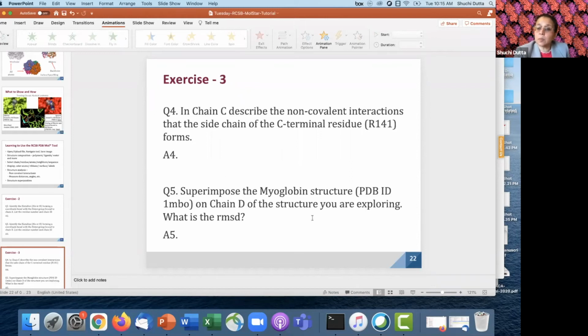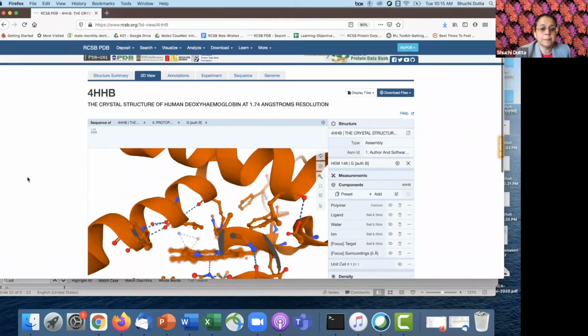Or there may be a situation where you're looking at a mutant and you're trying to understand how the interactions of that particular residue are different in the native versus mutant condition. So we want to look at a particular amino acid residue in a chain and see how it is interacting. And I'm going to let you take it on. So chain C, arginine 141. What is in the neighborhood? I'll give you a minute to quickly get to that while I also try to get there.